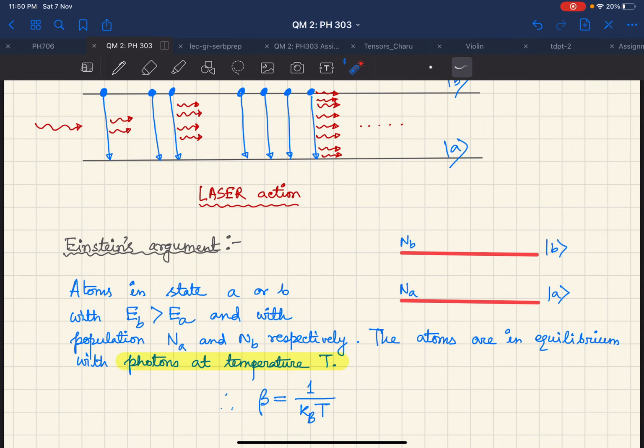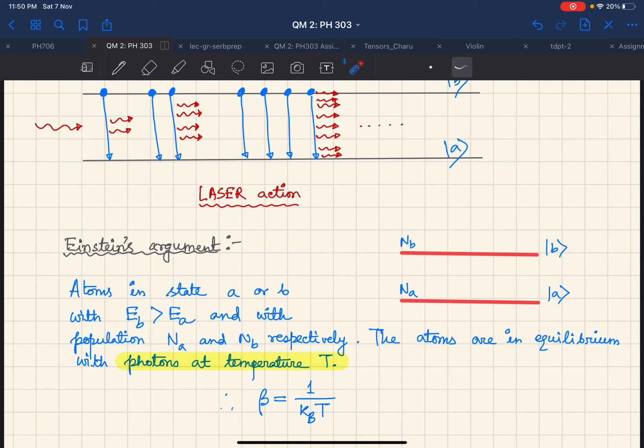Now Einstein tried to give some argument behind this. This part is a very tricky part. What he said is that we have this initial picture where I have a state A and another state B, the energies are fixed, EA and EB, and there are Nb atoms in state B and Na atoms in state A. Of course, Eb is greater than Ea, with populations denoted by Na and Nb respectively.